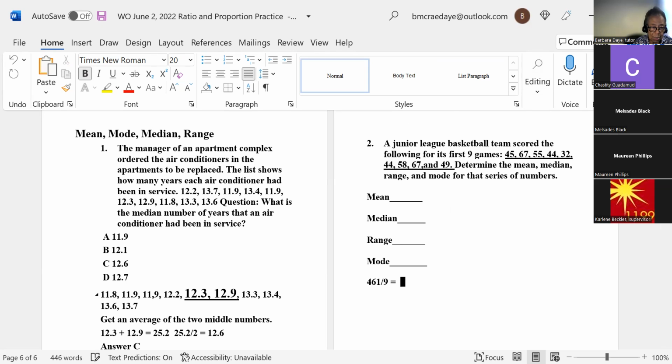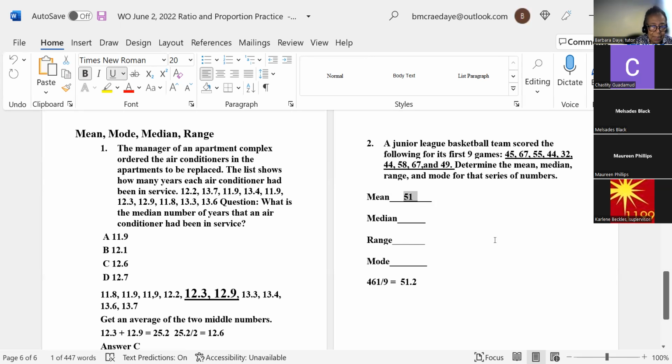And what did you get, Maureen? What did you get for the mean? Yes, the mean. You told me you got 51.2. And you could have just said 51, because when you round it, it's 51. So the mean is 51, right? Questions on the mean? Very straightforward, right? Add up everything, divide by the number of items.